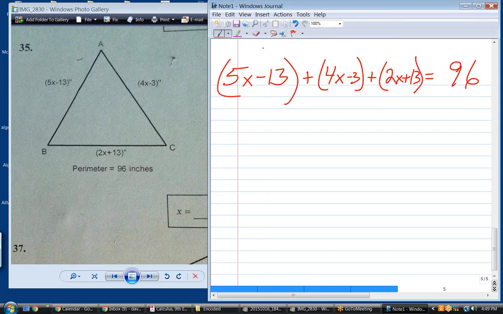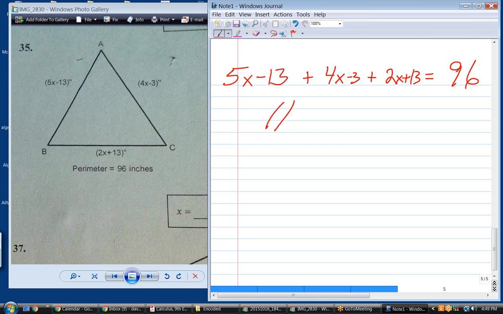Now, in point of fact, I don't need any of these parentheses. If any of these signs was negative instead of positive, I would need it. It would make a difference. But when everything's positive, I can just erase them. I don't need them. Now what? So then you combine like terms. Okay, go ahead. So that would be 5x plus 4, that's 9 plus 2 is 11.